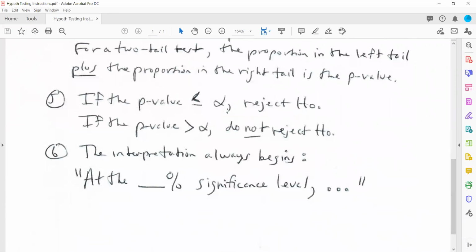Remember, alpha is the level of significance. It's stated in the problem. It's the probability of a type 1 error. So if the p-value that you get based on the sample statistic is less than or equal to this alpha, which is a small number between 0 and 1, typically 0.05, 0.01, 0.1, something like that, we reject the null hypothesis. If the p-value is greater than alpha, we do not reject the null hypothesis.